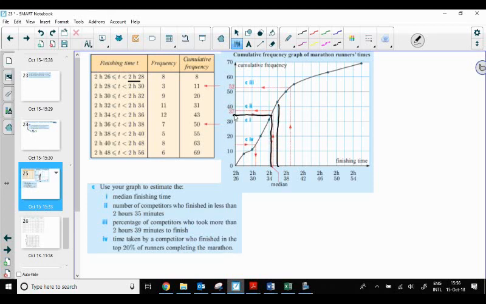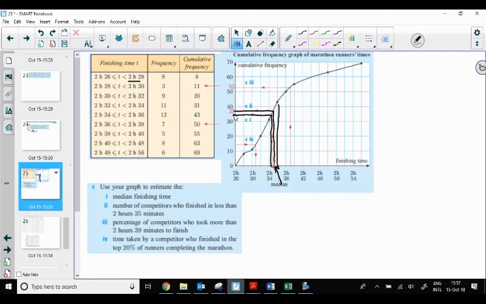The number of competitors who finished in less than 2 hours and 35 minutes. So I guess the book is assuming that the value we got for the last one is even less than 2 hours and 35 minutes, because they've got this dotted line right there, which they're using to estimate 2 hours and 35. They go up to the graph, and then they go over, and the estimate they've written down is that it should be 37. So they're estimating 37 competitors finishing in less than 2 hours 35.